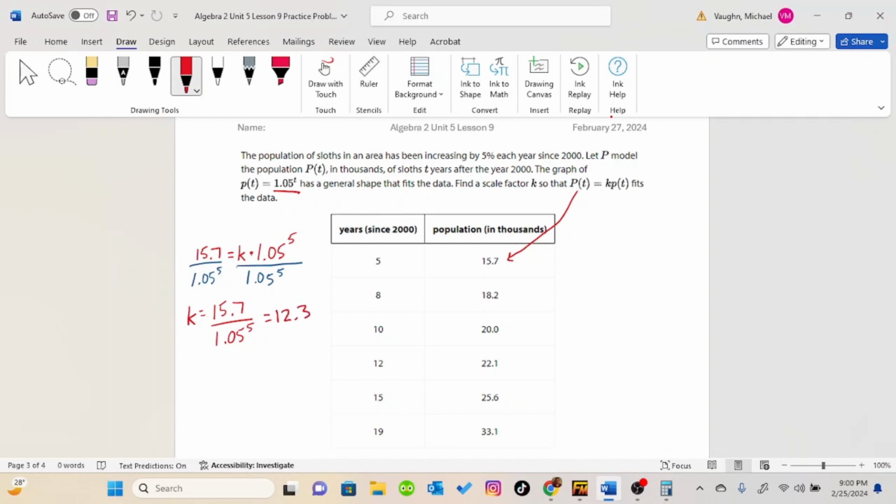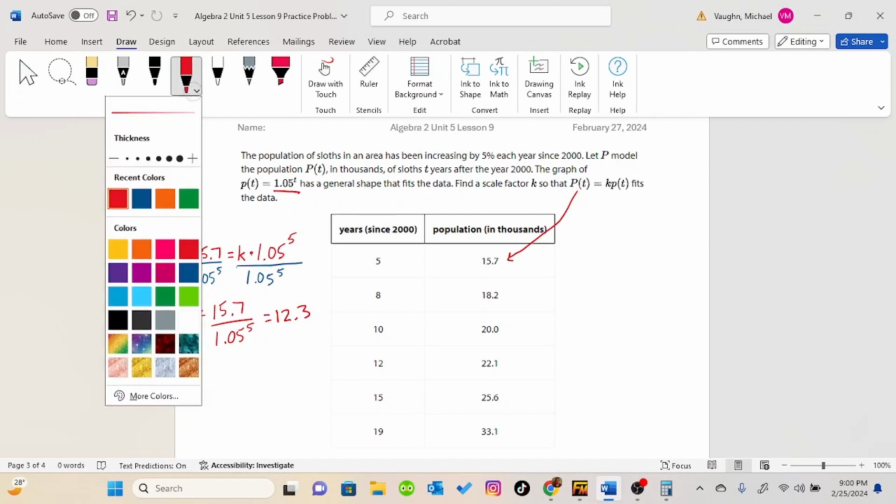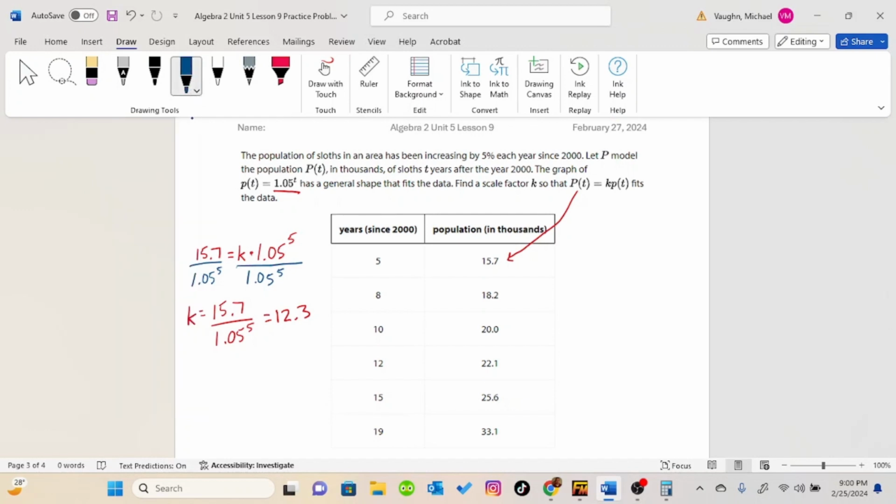12.3. If we wanted to try another one to double check this, we could use the bottom row here, or the second row here. So now we're going to say k equals, instead of 15.7, we're going to go down a row, and we're going to use 18.2. And that is going to be divided by 1.05, and this time our input is 8 instead of 5.